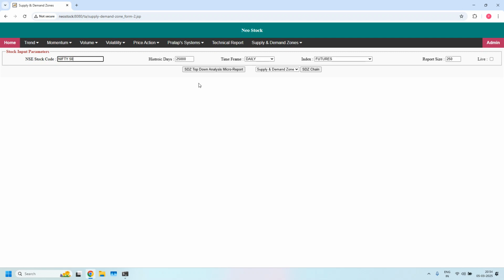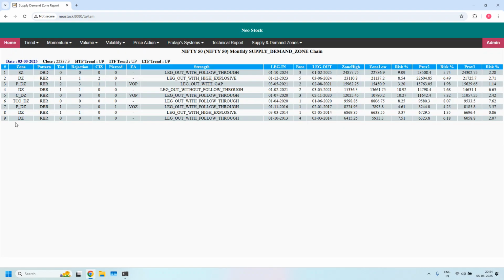So let me start with the Nifty monthly supply demand zone chain. So this is Nifty monthly supply demand zone chain. Always look into the zone column to find high liquidity zones. Look into the pierced column to find the pierced zones. And always look into LTF trend to find the trend of the current time frame you have selected. And apply the same rules for the remaining supply demand zone chain reports.